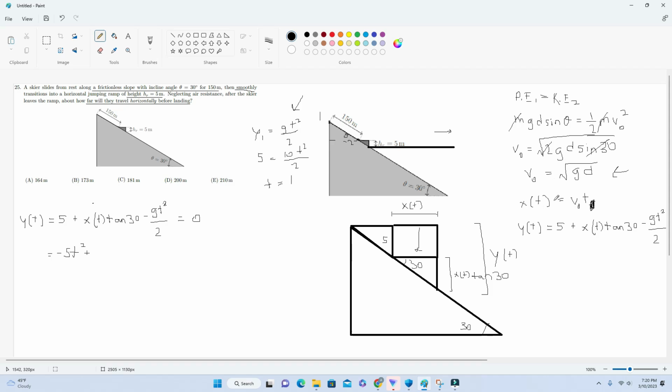So I'm just going to skip a bunch of steps. Remember, d is 150, g is 10. So our v0 would be equal to square root of 1500. And if we multiply that by t and tan 30, we're going to get our coefficient for t to be tan 30 times root 1500. So this is our coefficient for t. And then we also have the 5, right, from the initial ramp height. And this is equal to 0.